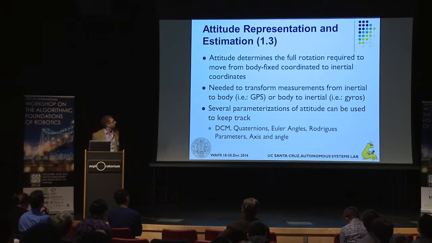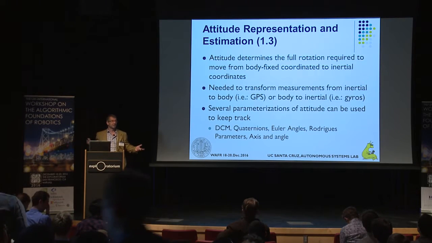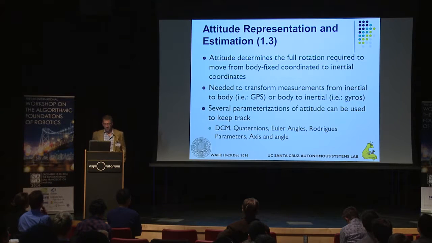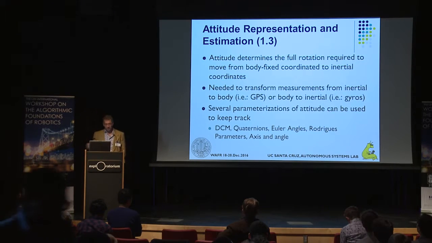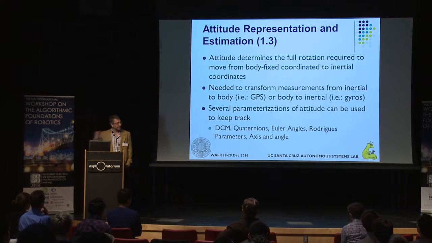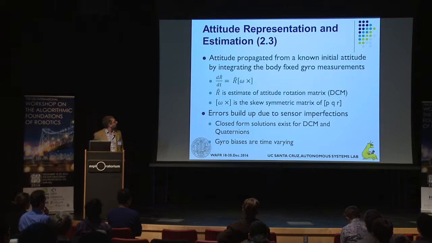So attitude, the full rotation required to get between your inertial coordinate system and your body fixed coordinate system. We need to transform the measurements. Often some measurements are in the inertial frame, some measurements are in the body frame. Need to combine them together to figure out where we are. There's several parameterizations to keep track: direction cosine matrix, quaternion, Euler angles, Rodrigues, axis and angle, lots of them. Lots of work done in this area. It's a sort of old and well-studied field.